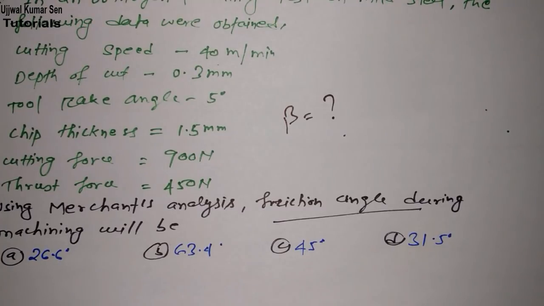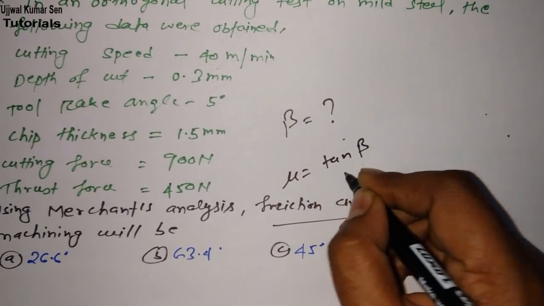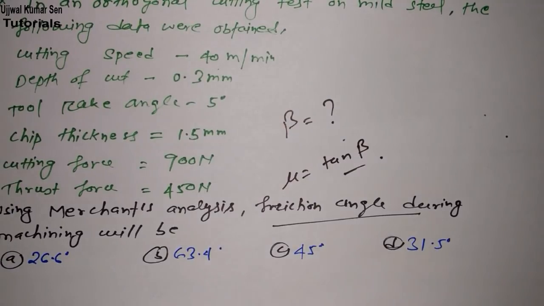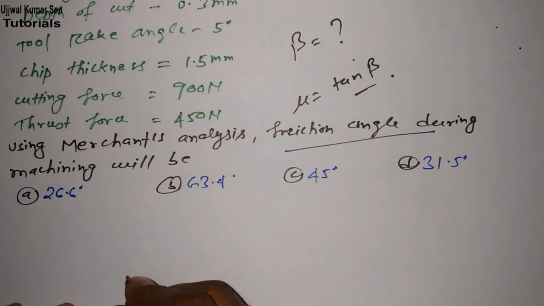So how can you find beta? For finding beta, we have to find the friction coefficient first, because I have shared with you the relation mu is equal to tan beta. So by using this relation, we can find beta, right? We also have another relation, which I will share with you in this video only. All right. So right now what we have to find is the coefficient of friction mu.